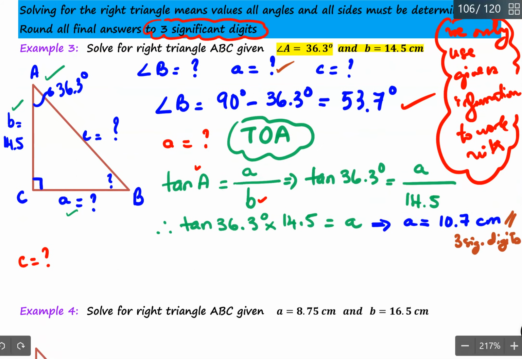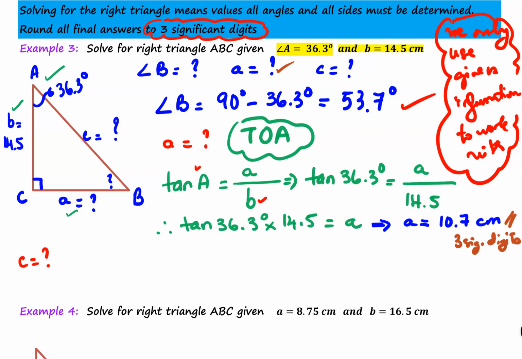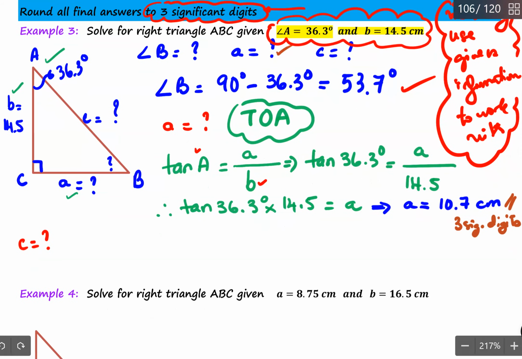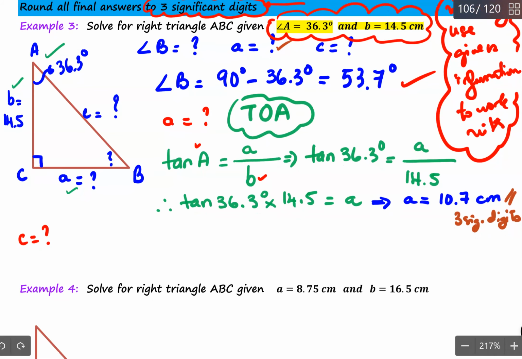In solving for C, again, as I mentioned, I only work with given information to retain the precision, or the accuracy, of my numbers, because they asked me to solve to 3 significant digits. If you use A, you have already rounded that number, and you don't want to work with a rounded number. So I will find C with the given information.